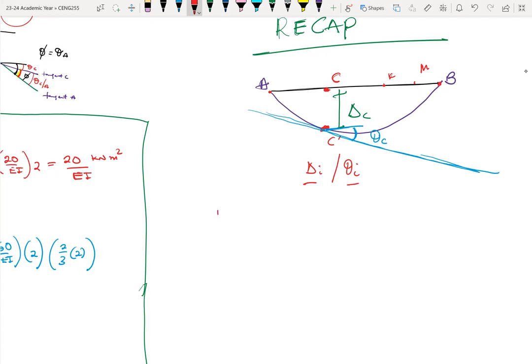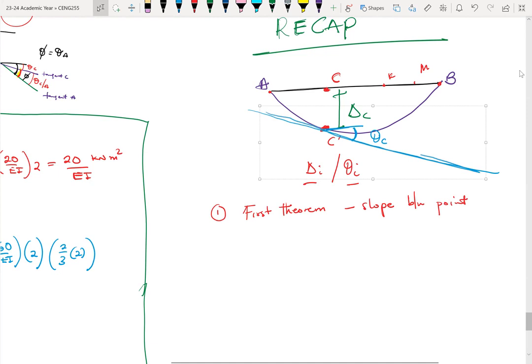The first theorem looks at slope, and typically slope between points, or the tangent of points on the elastic curve. So it's not a slope at a particular location with respect to the horizontal, but it's a slope between two points or two tangent points.